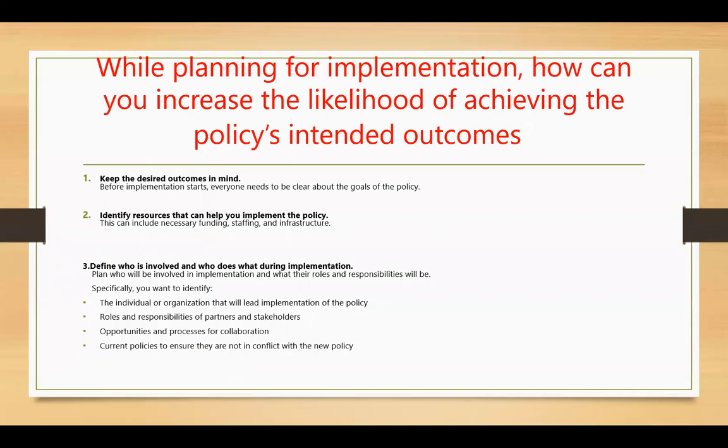While planning for implementation, how can you increase the likelihood of achieving the policy's intended outcomes? If you keep the desired outcome in mind before implementation starts, everyone needs to be clear about the goals of the policy. This is just like a personal change you're making. You have to monitor it. Okay, what is the goal? How am I going to get there?